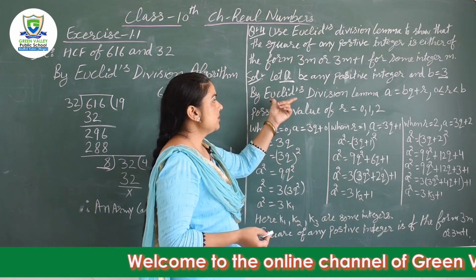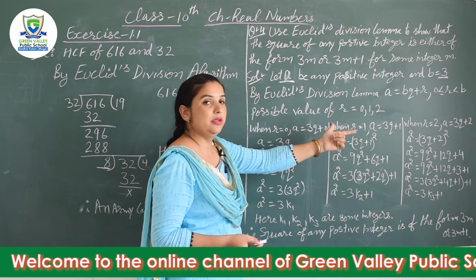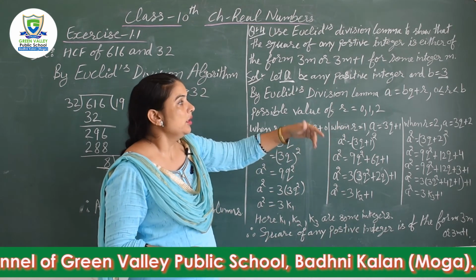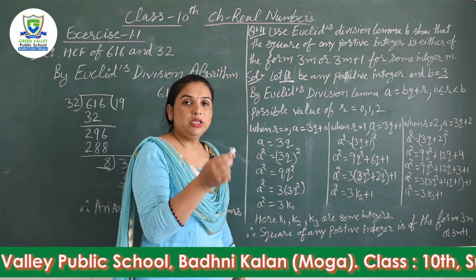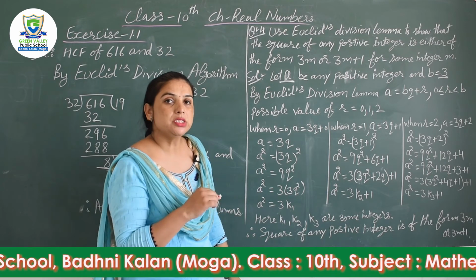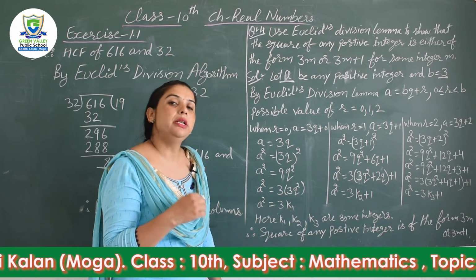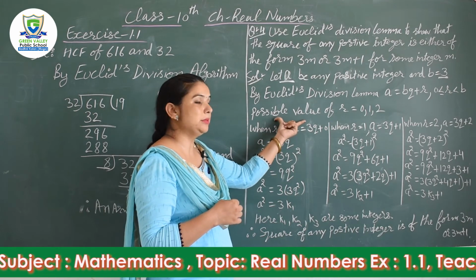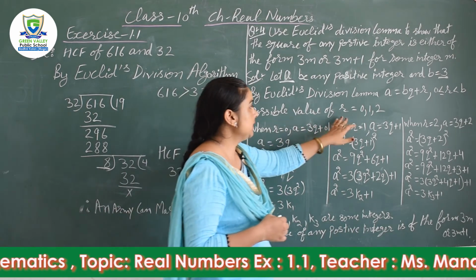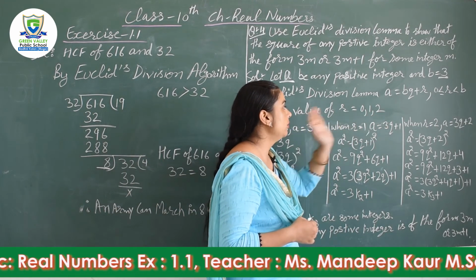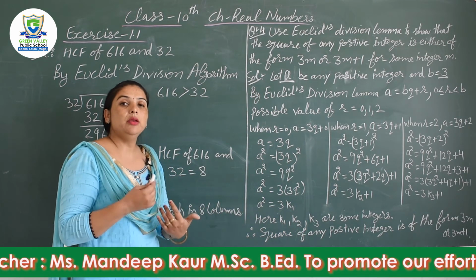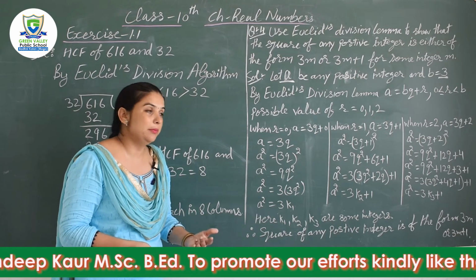So I'll write, by Euclid division lemma, a is equal to bq plus r, and r will vary between 0 and b, meaning it is greater than or equal to 0 but less than b. So according to that condition, what are the possible values of r? These are 0, 1, 2. So one by one we'll substitute them and we'll have to do squaring of them also.